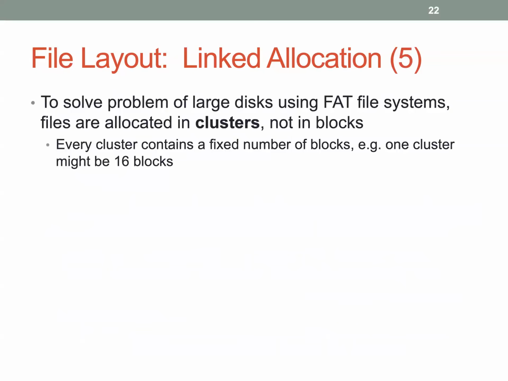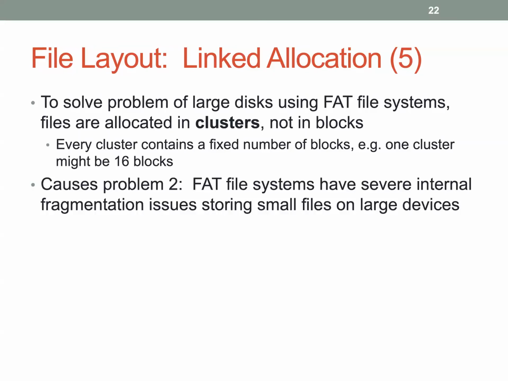So to deal with this problem, and this started pretty early on, this is something that Windows would start to do: instead of having a file allocation table entry correspond to a sector, it would correspond to a cluster, or a fixed size group of sectors. And so a cluster, as I say here on the slide, might be 16 blocks. And so this is the second problem that you would run into, is internal fragmentation.